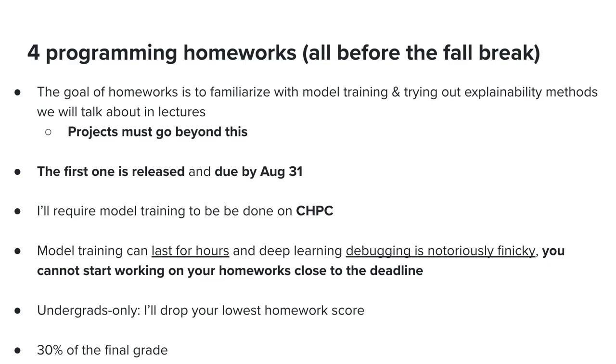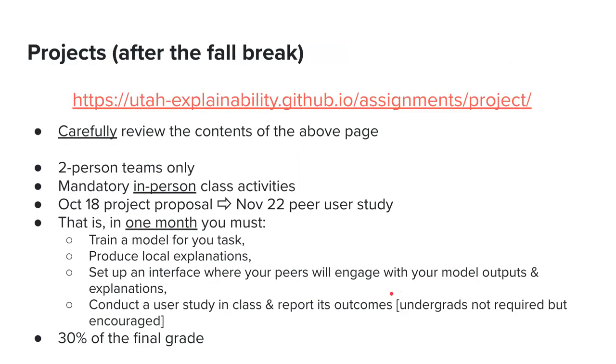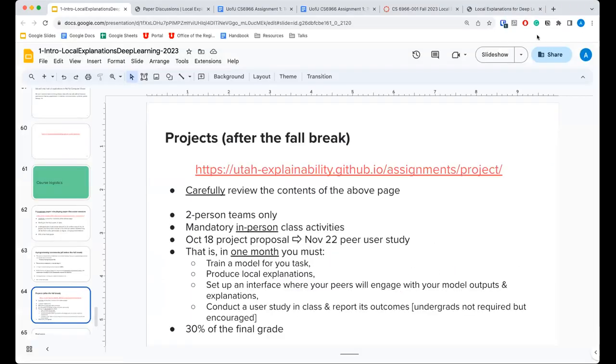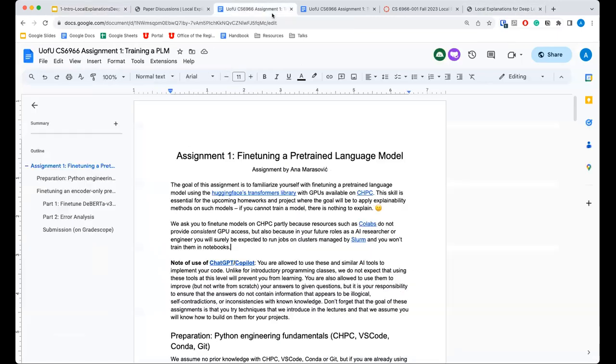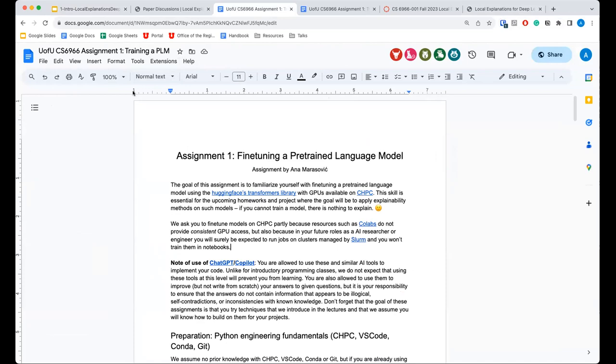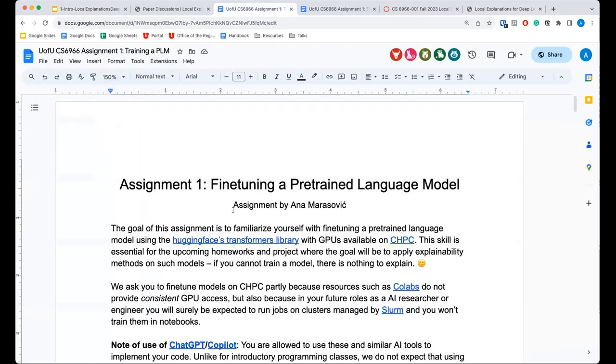Because I want you to, let me just open it. Maybe it's going to be easier like that, just a second. So this is the first homework. I will make this larger.